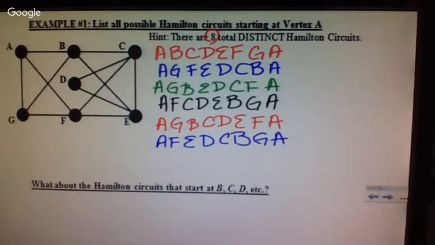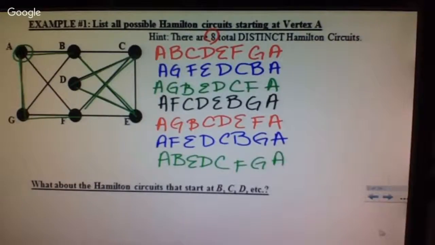You think you got the last one? Oh, he thinks he got skills. Let's see what he's got. A, B, E, D, C, F, G, and back to A. Awesome. And then, of course, the reverse. So A, G, F, C, D, E, B, and A.